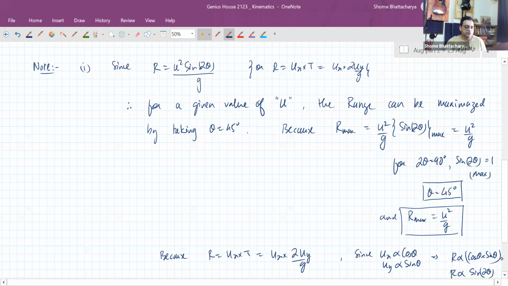So a simple direct question would be, suppose you can throw a projectile at a speed of 20 meters per second. What is the maximum range you can achieve with it? The answer is simply 20 square divided by g. If you take g as 10, it's 40 meters. So no matter what angle you project it at, if your projection speed cannot be faster than 20 meters per second, then you cannot throw it further than 40 meters for g equal to 10.